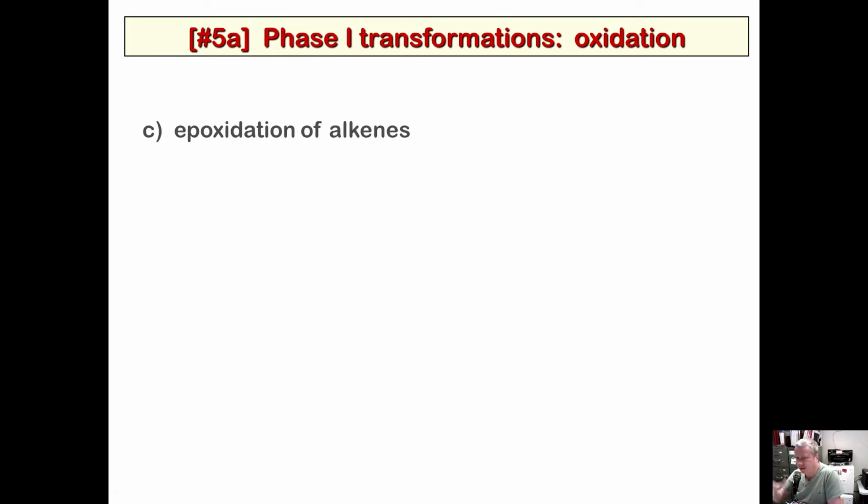Another type of oxidation that's a little different, rather than just making an alcohol, is epoxidation of alkenes, right? So we know what epoxides are. Little 3-member rings with an oxygen in them. And those are electrophiles, which can be kind of scary because electrophiles might do damage to proteins or DNA as well.